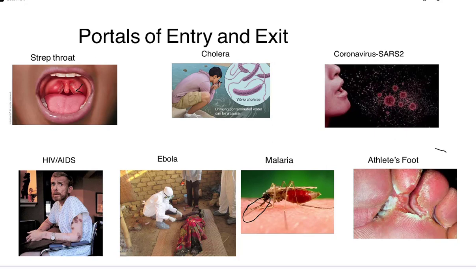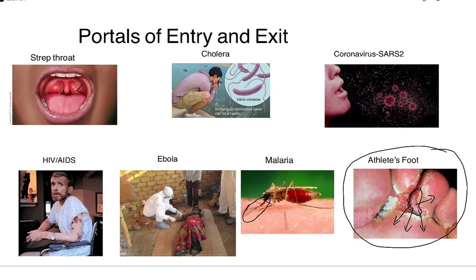And finally, I put this one up here, athlete's foot. So athlete's foot is caused by a fungus, and the fungus makes little spores that basically accumulate in that cracked area in the skin, and then the spores spread everywhere. So the portal of exit is actually skin. And portal of entry is also skin.